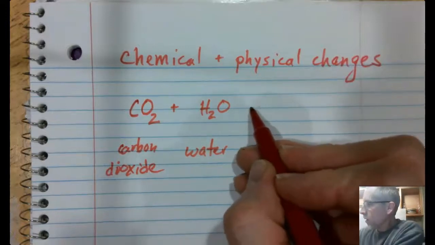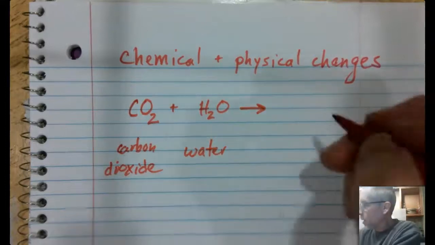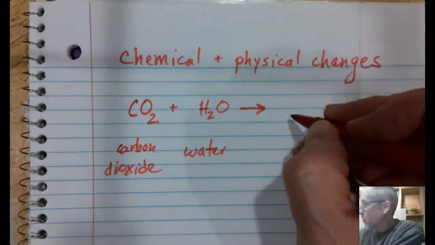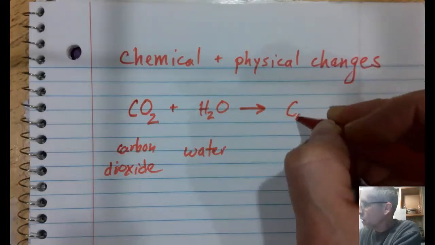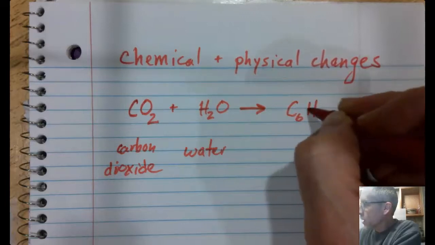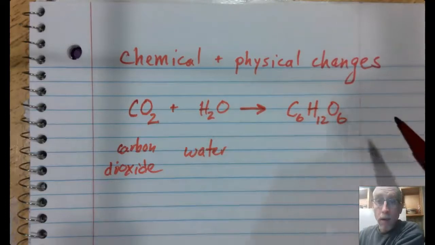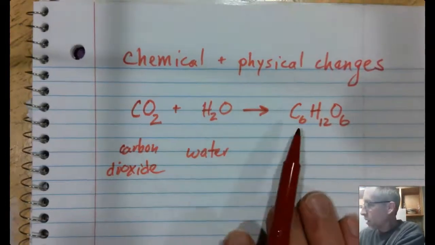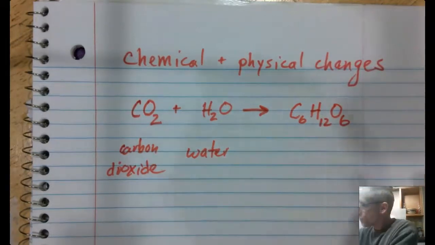Okay, and then we use an arrow. That arrow indicates that the change or the reaction is happening. And then we form what's called glucose. And here's the formula for glucose. It's probably the most complicated formula we've seen so far. It's C6H12O6. So it's made of 24 different atoms. And I'm not going to show you how they're all bonded together. 6 carbons, 12 hydrogens, and 6 oxygens all bonded together.